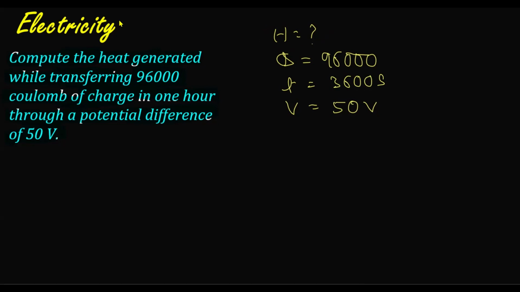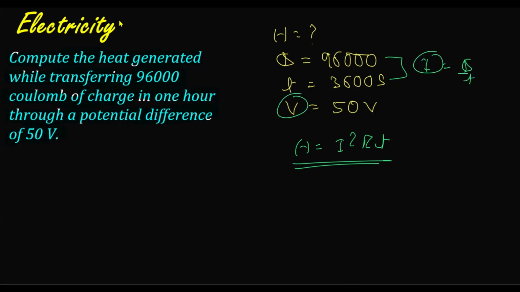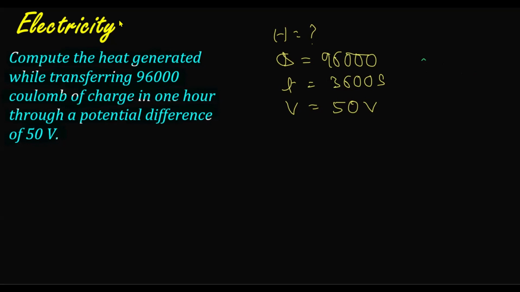What comes to the student's mind is H is equal to I square RT when they are asked to find heat. Well, we can go by this. In that case, you have to first find I using I is equal to Q by T, and then using this I and V, you can get R and plug in the values. I think we can do it in a shorter way, because that involves more calculation.